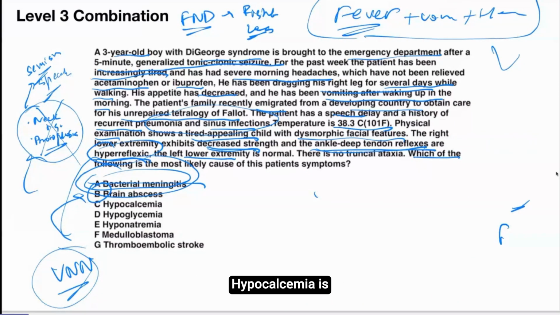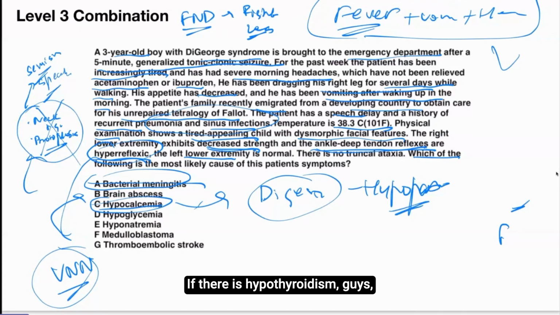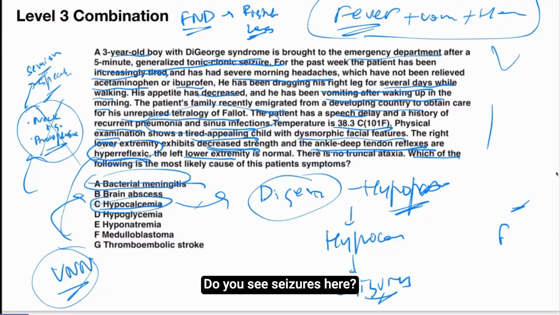Let's look at others. Hypocalcemia. Is hypocalcemia the answer? What here in DiGeorge syndrome could cause hypocalcemia? So DiGeorge syndrome has hypoparathyroidism. So you have parathyroid anomaly. If there is hypoparathyroidism, guys, can that cause hypocalcemia? And can that cause seizures? Do you see seizures here? The answer is yes. Can cause some neurological issues like headaches? Maybe. Can it also cause other things?